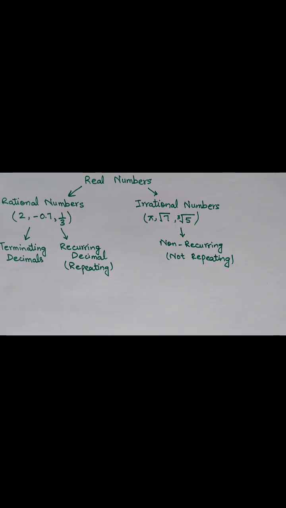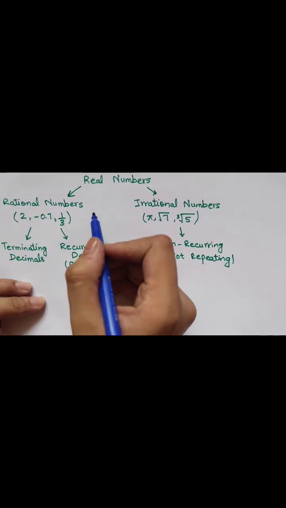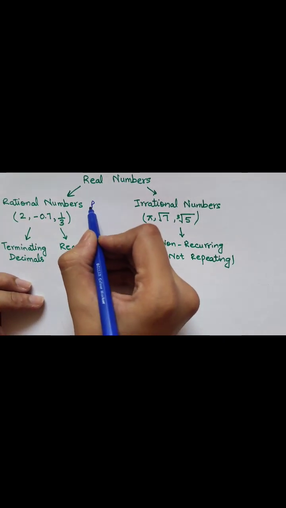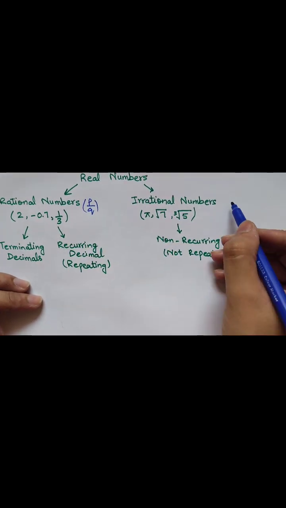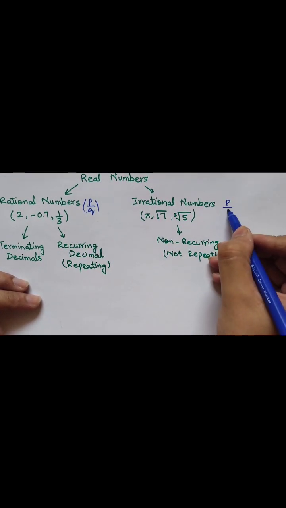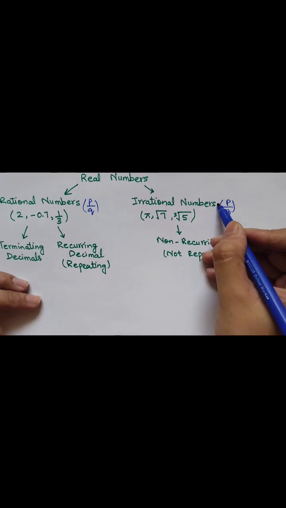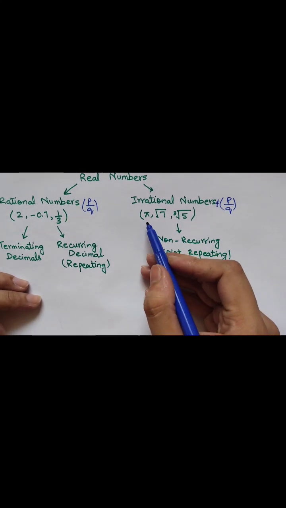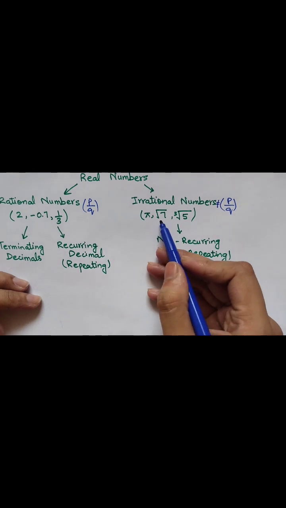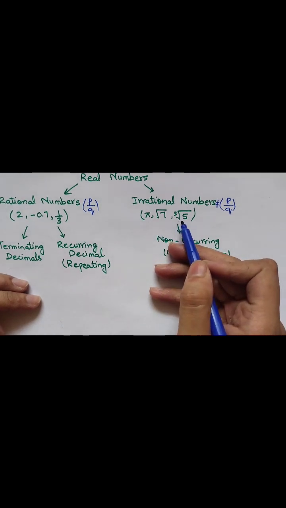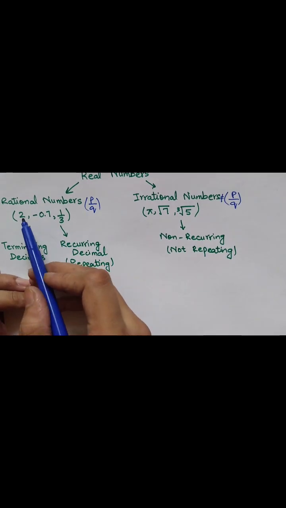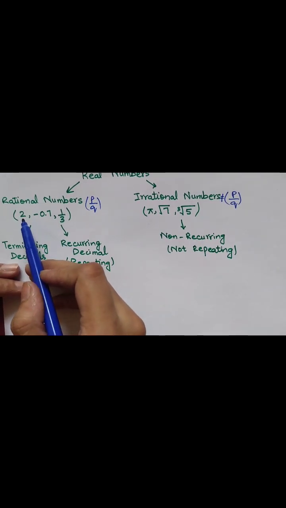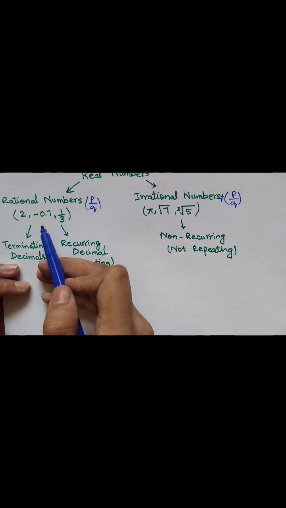Rational numbers are basically those numbers which we can write in the form of p over q, whereas irrational numbers are those numbers which cannot be written in the form of p over q. So I will write not equal. Okay, for example, pi, square root 7, cube root of 5. These are numbers which cannot be written in the form of p over q. On the other hand, examples of rational numbers are 2, minus 0.7.